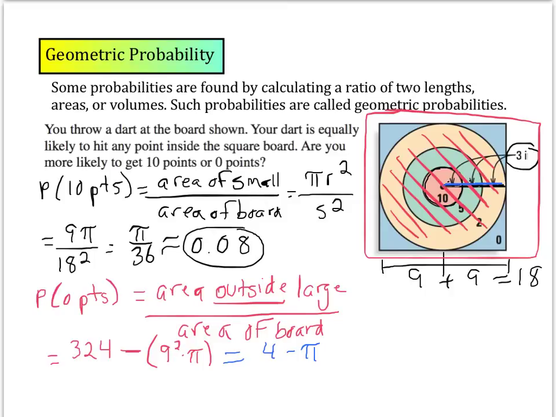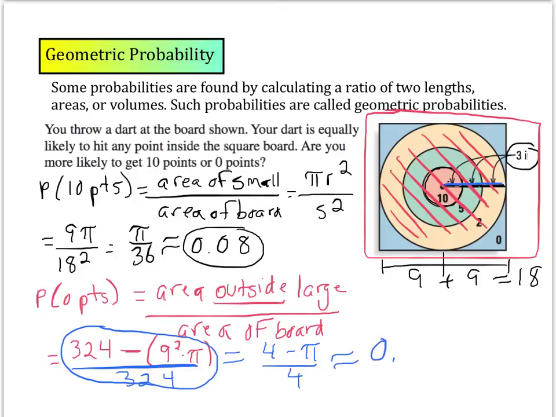Now we know the area of the actual board is 324. Now when we simplify all of this, we end up with 4 minus pi over 4, which simplifies down to 0.215. So now that we have our two probabilities, we can clearly see that we have a much higher chance of getting 0 points.